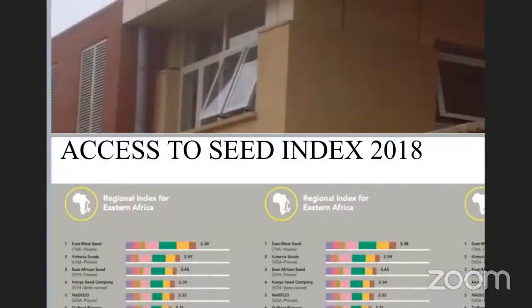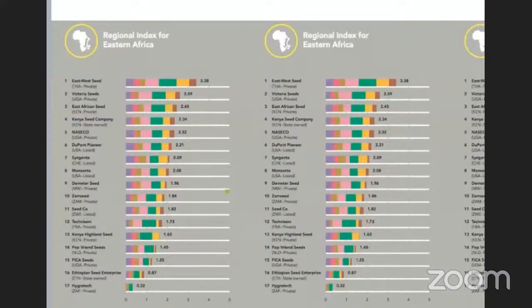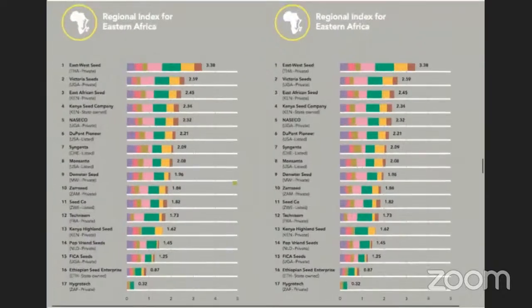And then about us, I would like to share the Access to Seeds Index. Now this index was established by the government of Netherlands and maybe financed by the Bill and Melinda Gates Foundation. The purpose was to try and identify companies that are doing their best. They didn't just look at the companies that were making the most profit or the most sales in terms of volume. They didn't look at volume and they didn't look at the bottom line.